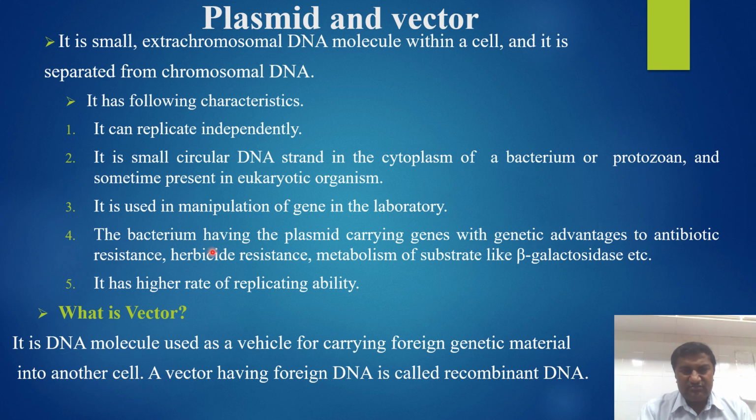The bacterium having the plasmid carries genes with genetic advantage, such as antibiotic resistance, herbicide resistance, metabolism of substrates like beta-galactosidase, etc. It has a higher rate of replicating ability. What is the vector? It is a DNA molecule used as a vehicle for carrying foreign genetic material into another cell. A vector having foreign DNA is called recombinant DNA.